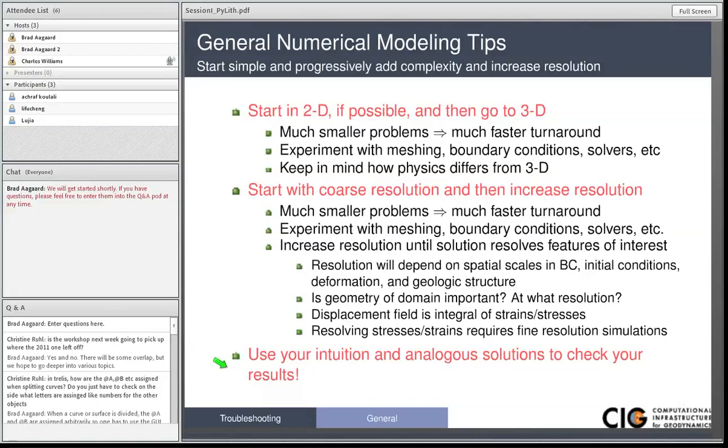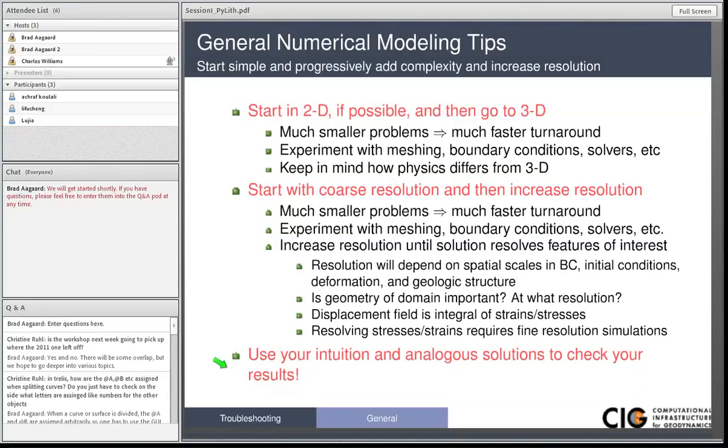How much variation do you know in terms of the displacement field or attractions, your initial conditions and geologic structure? Is the geometry of the domain important, and at what resolution? If your data is very sparse, then it may not make sense to have things like topography if topography really isn't playing an integral part of the deformation. Obviously, in volcanoes, sometimes the geometry is very important. But for a lot of earthquake-related problems, it doesn't really matter whether you have topography.